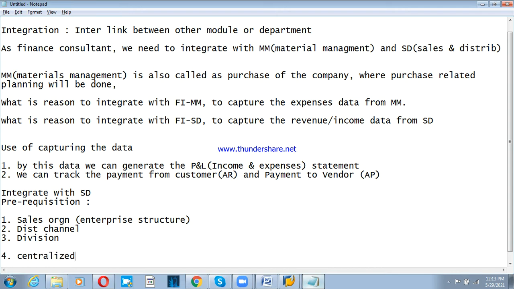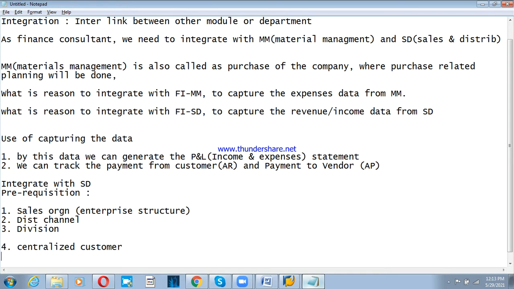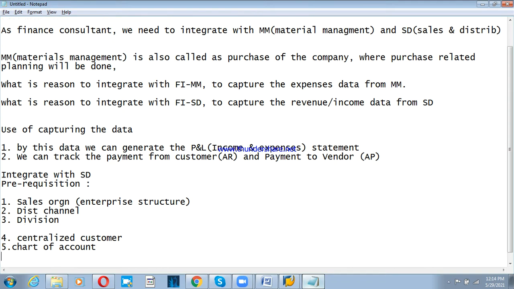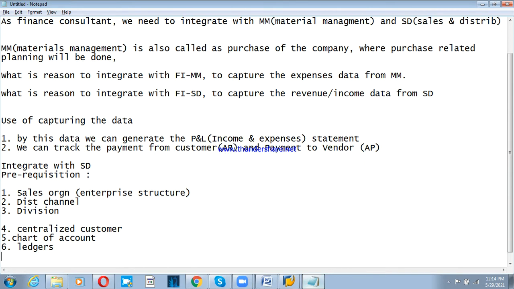Then fourth one, we require a centralized customer, that is already maintained. Then chart of accounts we require, that is also already created. Then we require some ledgers. We'll see which ledgers are required, which are there and which are not there. Which is not there, we are going to create; which is there, we will not make any changes to those ledgers. Okay, then ledgers and sales organization.